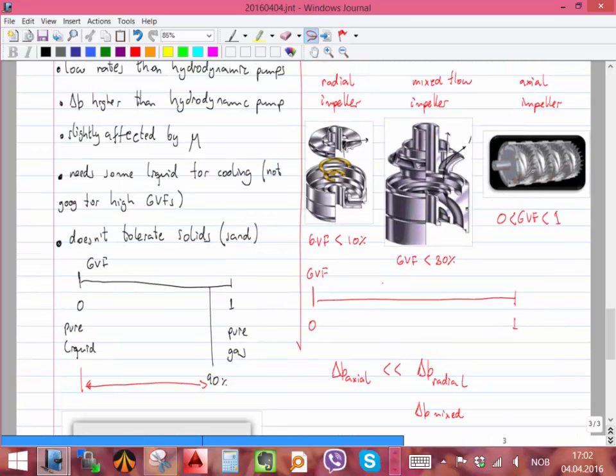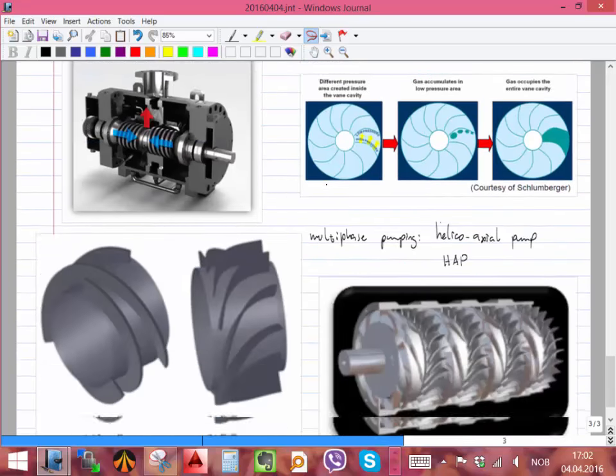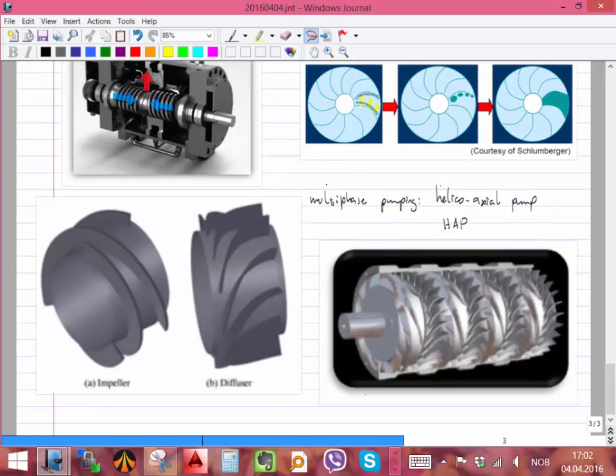But if we have mostly gas, we have another concept. If we have mostly gas, or if we have mostly liquid, then we can use just a radial pump, a multi-stage pump. But we are going to talk more about that next week on Monday.